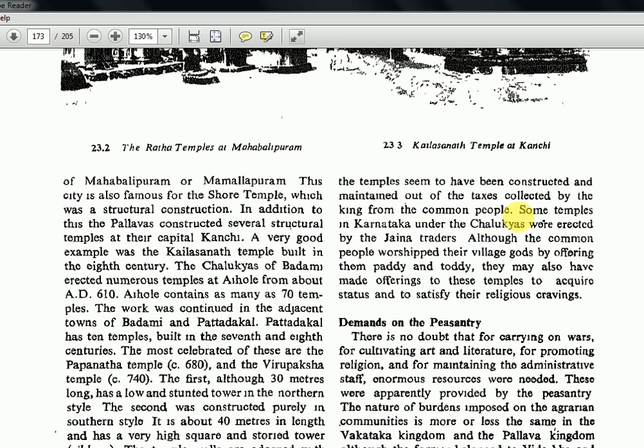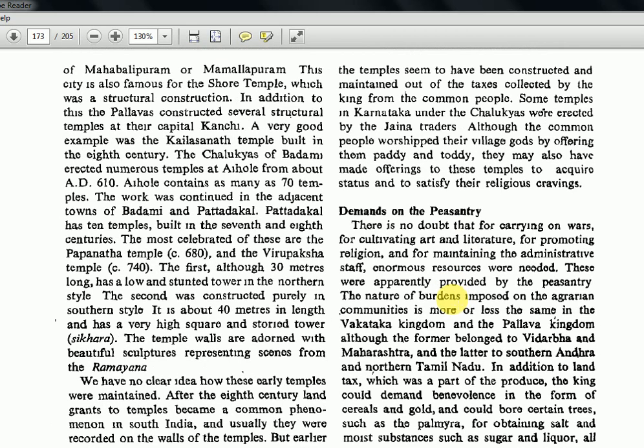Some temples in Karnataka under the Chalukyas were erected by Jaina traders. So Jaina traders also erected temples. You should know this. Although the common people worship the village gods by offering them paddy and toddy, they may also have made offerings to this temple to acquire status and to satisfy their religious cravings. So that is how the usual temple is worshipped.